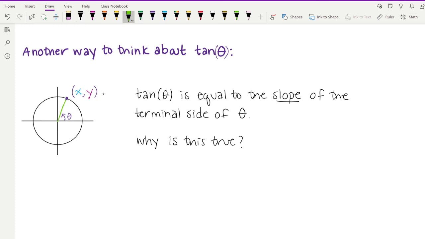Okay, so let's say you wanted to find the slope of the terminal side. So the slope of that line segment that I drew in green. How do you find the slope of a line or a line segment in general? Well, you do the change in y over the change in x, right? You need 2 points, and you need to figure out what's the change in y over the change in x. Here we have 1 point, xy. The other point that we could use is just 0, 0.